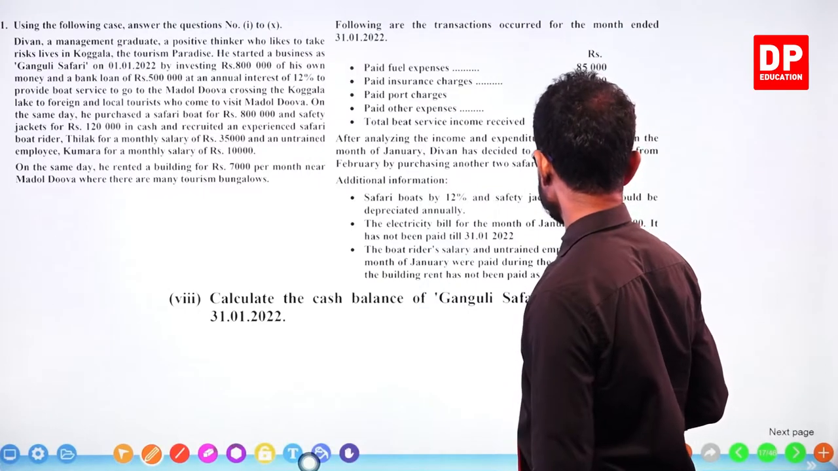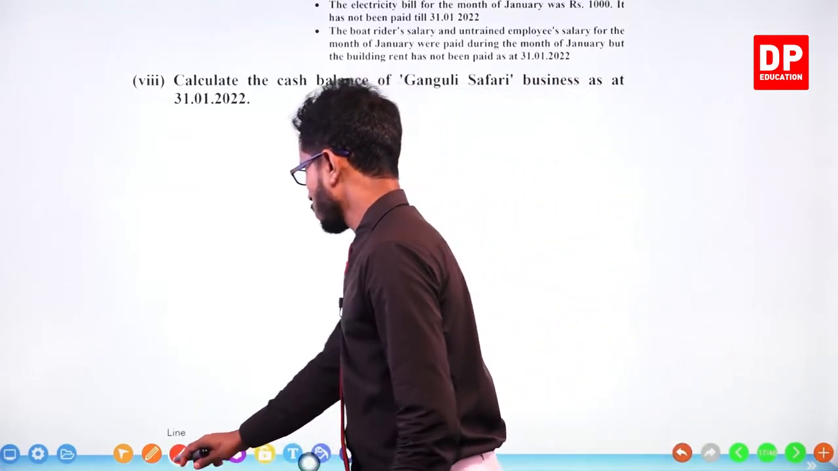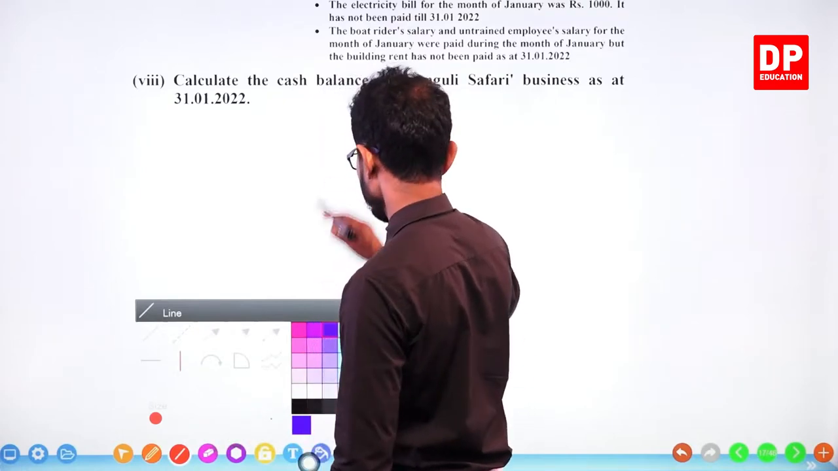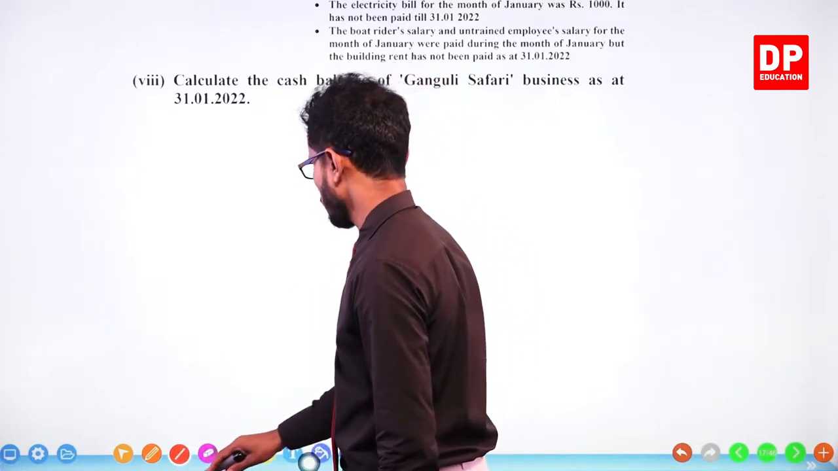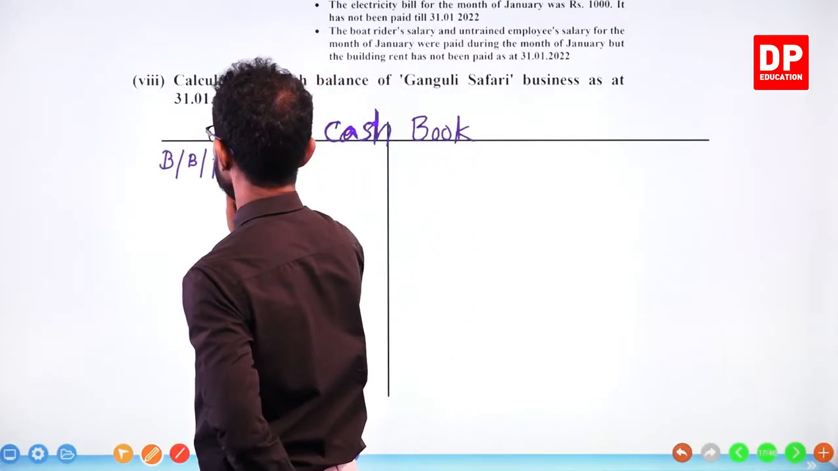Calculate the cash balance of Ganguly Safari business. You need a cash book. I'm not going to draw a full format with discount columns and so on, because that is not needed. Just a T account is enough. Cash book. Okay. The opening balance. What is the opening balance? Balance brought forward.